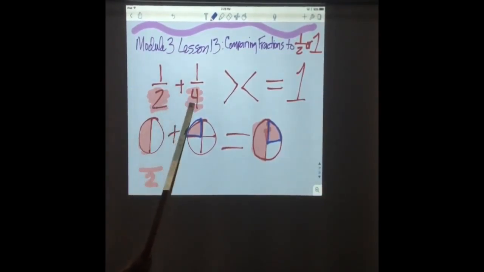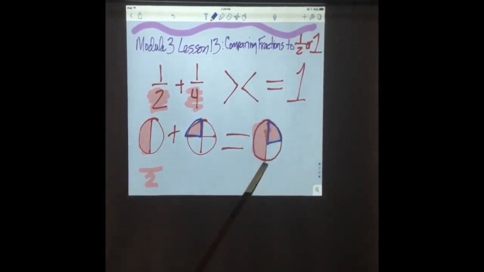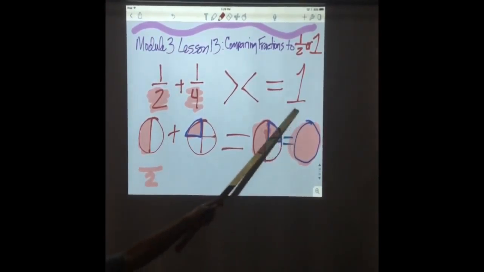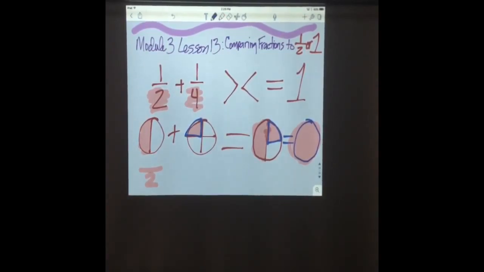Now, is 1/2 plus 1/4 equal to 1? Does this look like one whole? No, it's not, is it? Because what does one whole look like? Is this equal to that? Because that's one whole, right? It's not equal, is it? So we would have to say it's not equal. What is it?